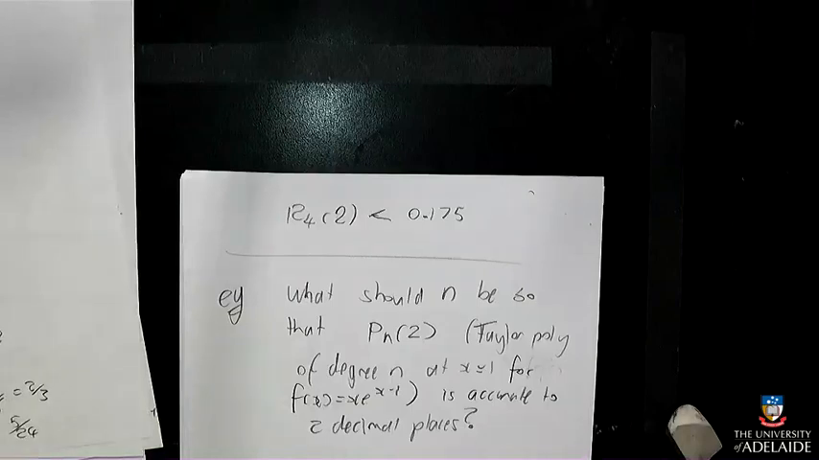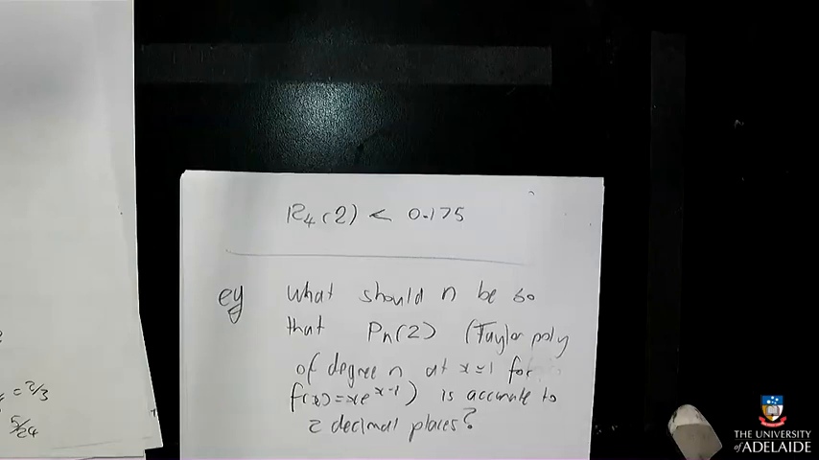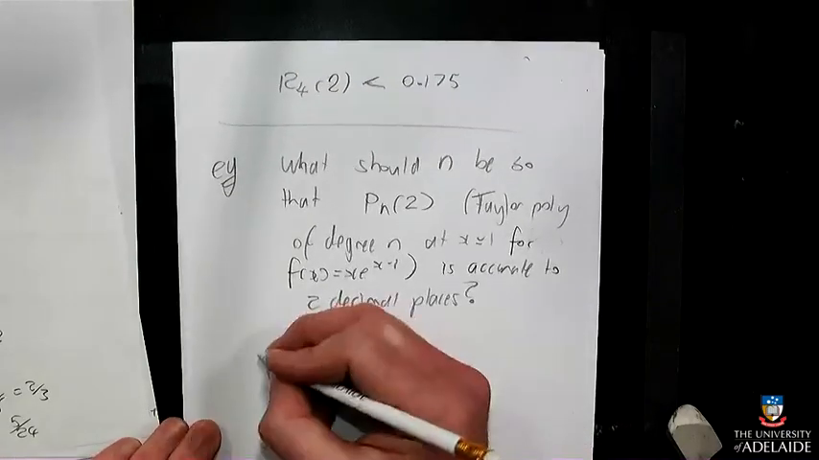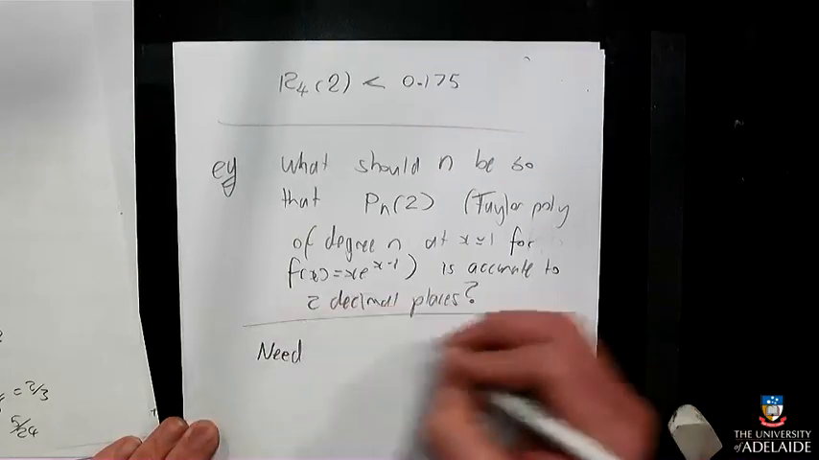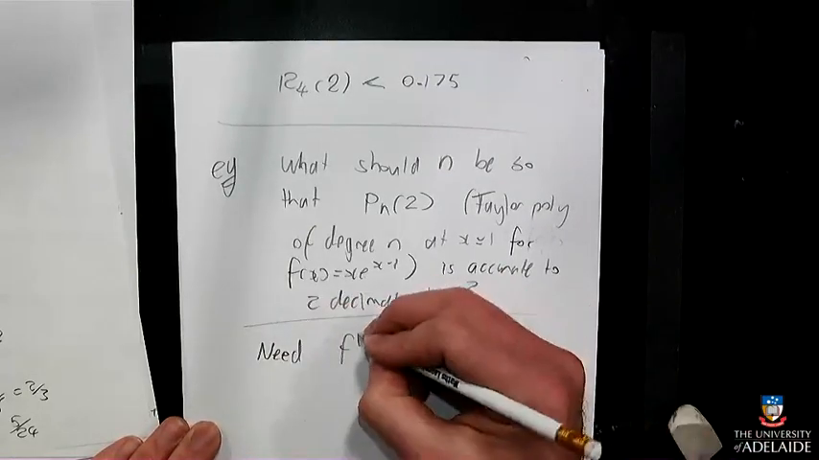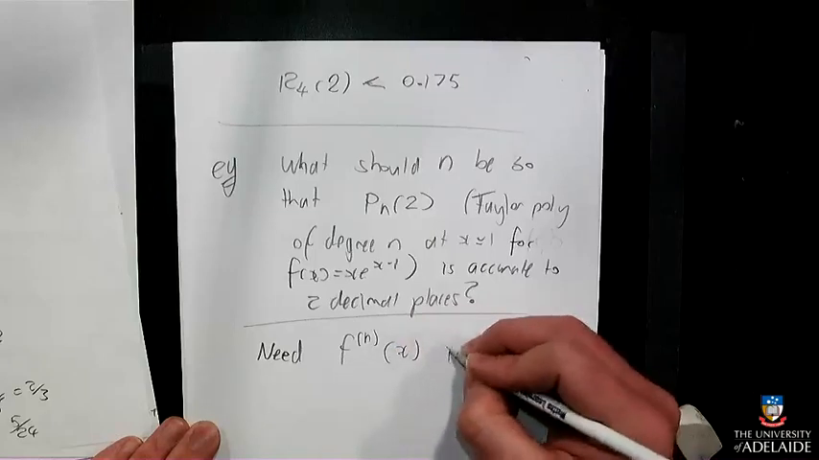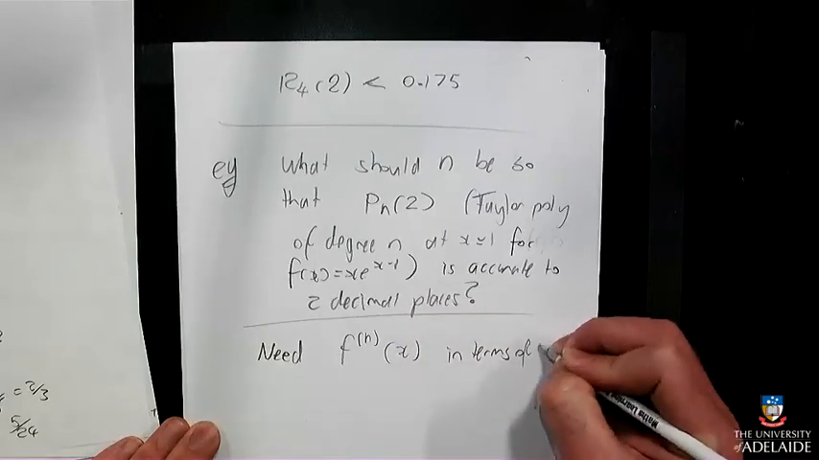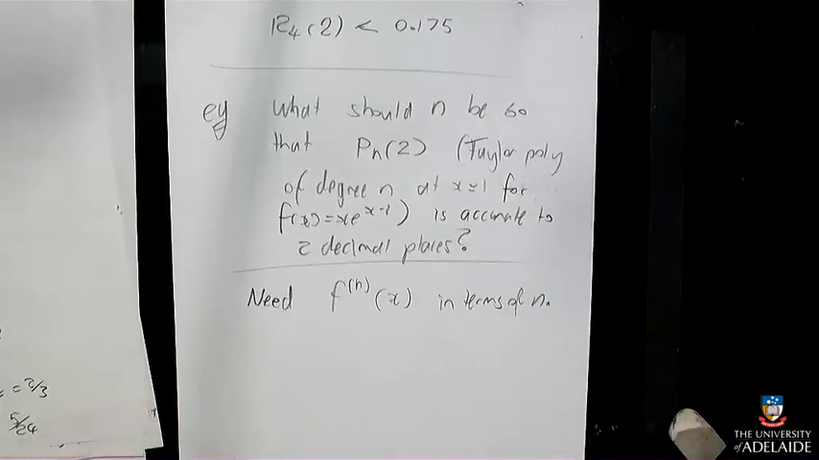Okay, well, we know that 4 isn't good enough, so it's going to have to be more than that. But what we want to know is, well, how far do we have to go? And in order to do that, I'm going to need to know a formula for the remainder in terms of n. So I'm going to have to figure out that pattern.